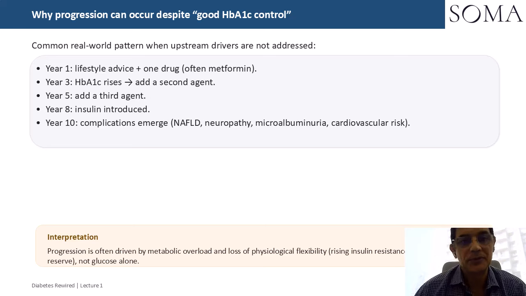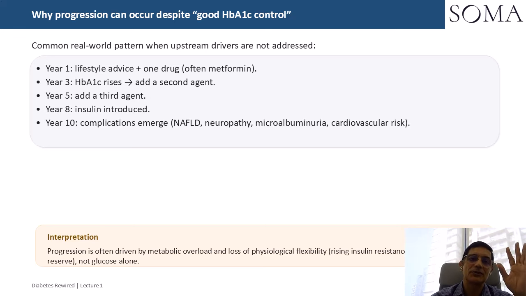Neuropathy, microalbuminuria, fatty liver, cardiovascular disease, and this raises a critical question. If glucose lowering alone was not enough, why does disease progression continue even when HbA1c is controlled? The answer is uncomfortable but very clear. Glucose lowering treats a symptom, not the system failure.